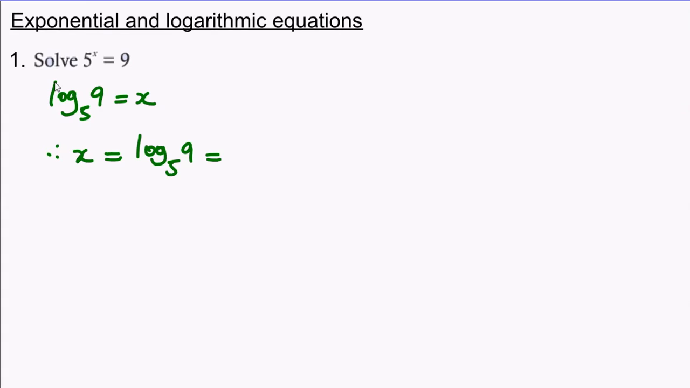I can change the base here. Suppose I want to change it to the base of 10, so I'll have log 9 over log 5. And all you need to do is plug this in the calculator to get your final answer, which will be 1.37.